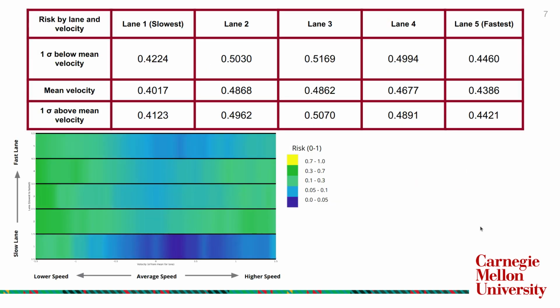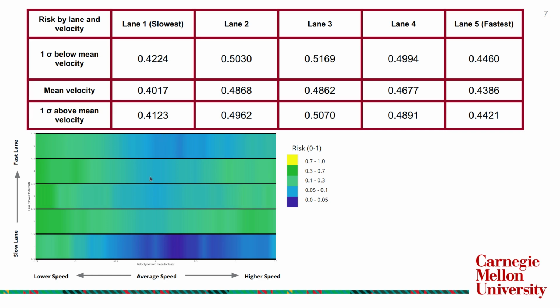We went ahead and continued learning more parameters. We wanted to learn how drivers associate with different lanes along the road and the risk associated with them. So we went ahead and learned the risk for being in a certain lane relative to the speed of the vehicle compared to the average velocity of that lane.